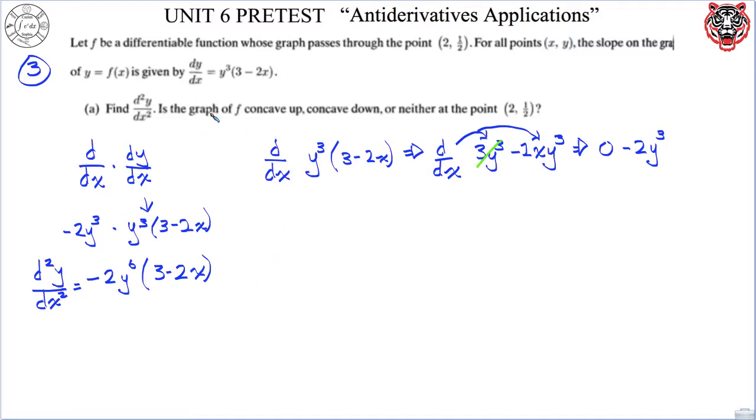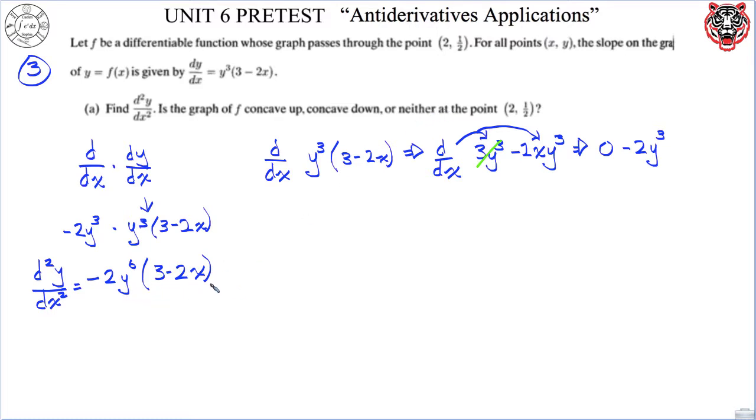And now we have to answer, is the graph of f concave up, concave down, or neither? And then it tells us a point to plug in. So we just basically need to plug in that point. If it's positive, then it's concave up. If it's negative, it's concave down. And if it somehow gives us a 0 in the denominator, or some weird point that doesn't exist, then it's neither. So let's try that out.